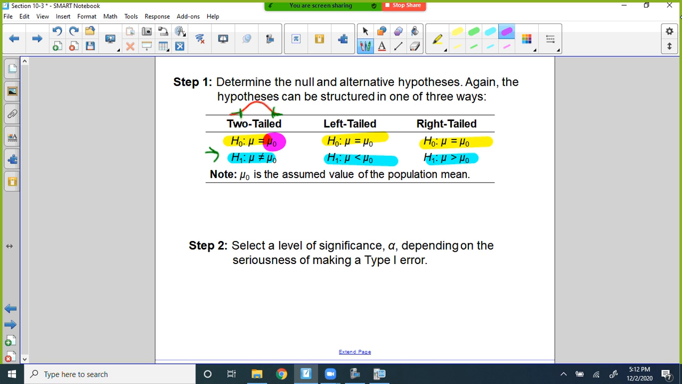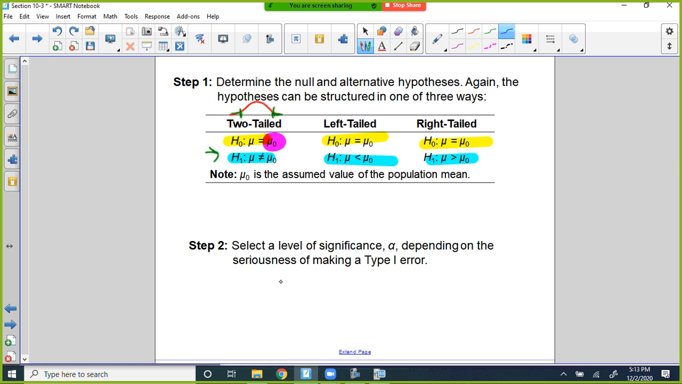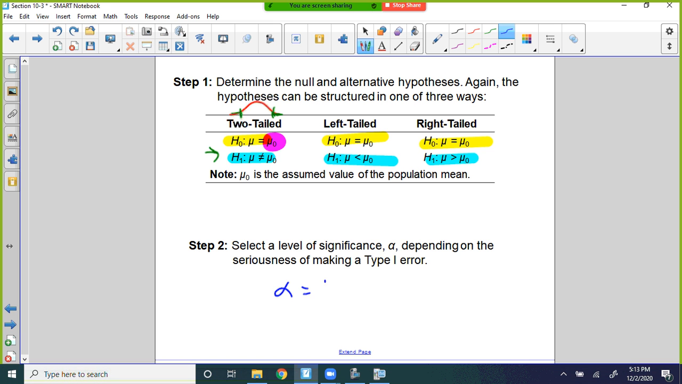All right, so select a level of significance alpha depending upon the seriousness of making a type 1 error, right? So we said that the alpha, again, is basically 1 minus the confidence level, right? So if you said you had a 95% confidence interval, your alpha would be 5%, right? So just be aware of that. That's the relationship between those.